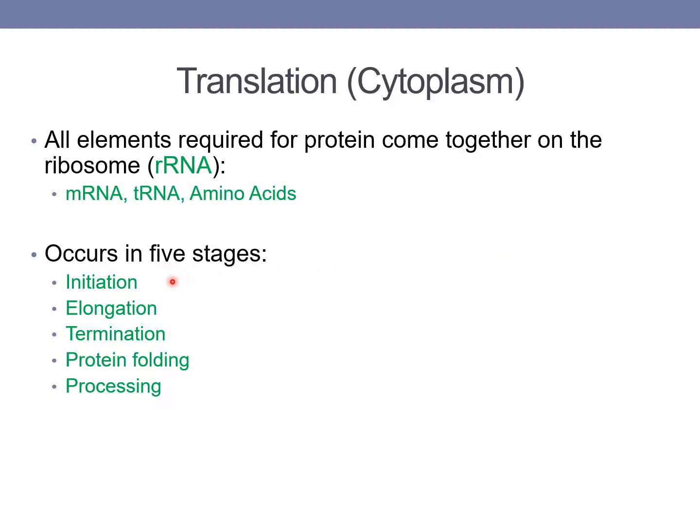Translation is going to occur in 5 stages. The first stage is initiation, second is elongation of that protein, third is termination of that protein. Then after these first 3 steps, when that protein has been fully translated, that protein inside of the rough endoplasmic reticulum is going to undergo folding and then processing in the Golgi apparatus. So, 5 stages of translation of proteins.